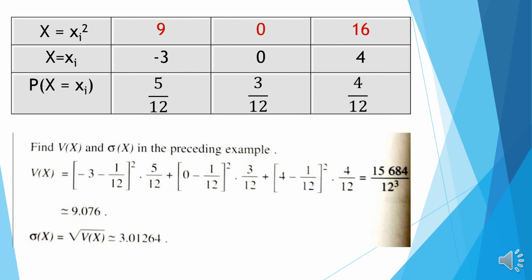يعني لحتى طلع الفاريانس شو لازم نعمل؟ لازم بالاول نجيب 9 times 5 over 12 plus 0 times 3 over 12 plus 16 times 4 over 12 تجمعوهم ترجعوا بتنقصوهم من ال mathematical expectation كلها سكوير. أو بتجيبوا هاي البروبرتي minus 3 ب 1 over 12 كلها سكوير times 5.